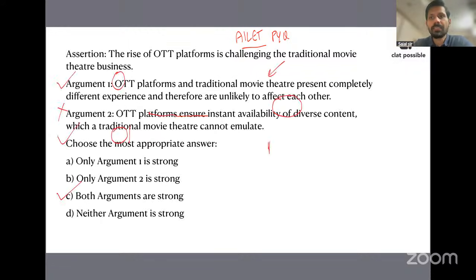Let's do the next one. Again, this is an AILET PYQ.